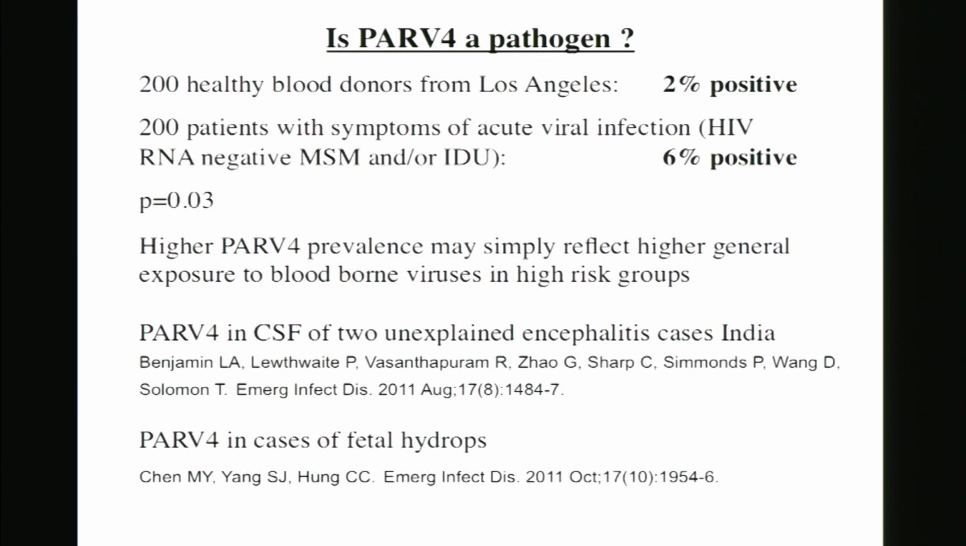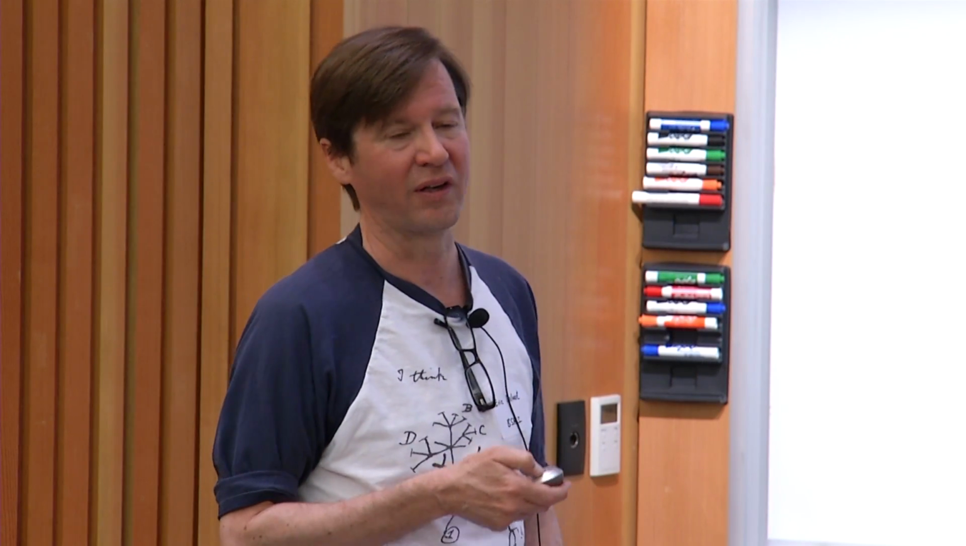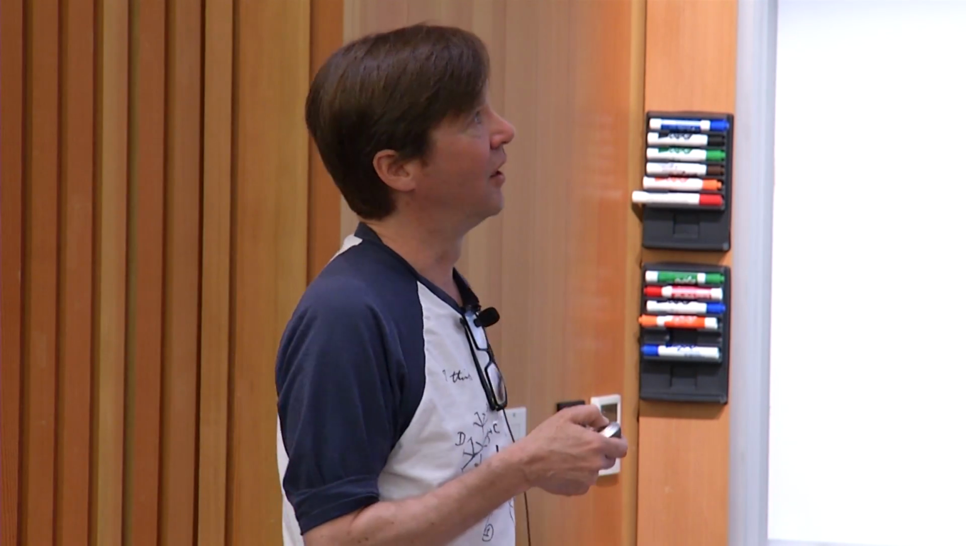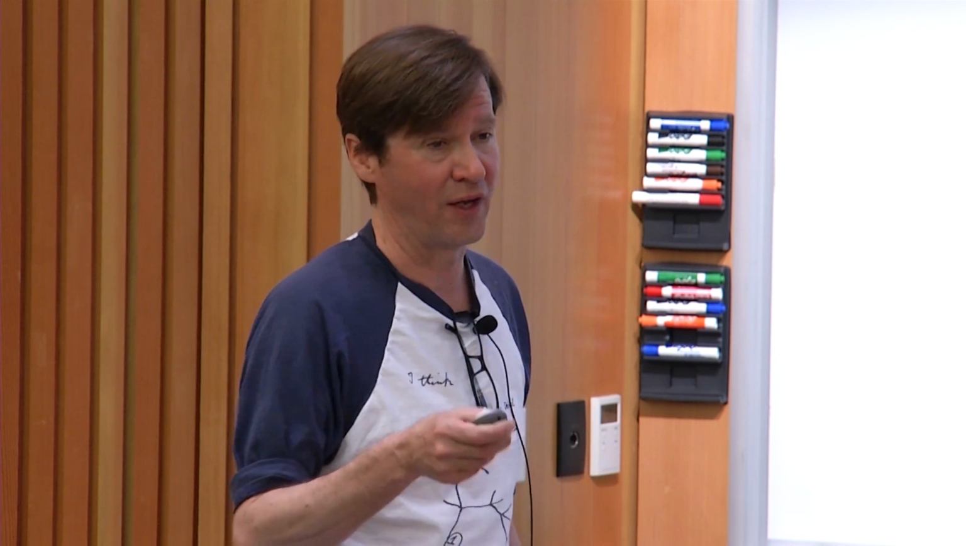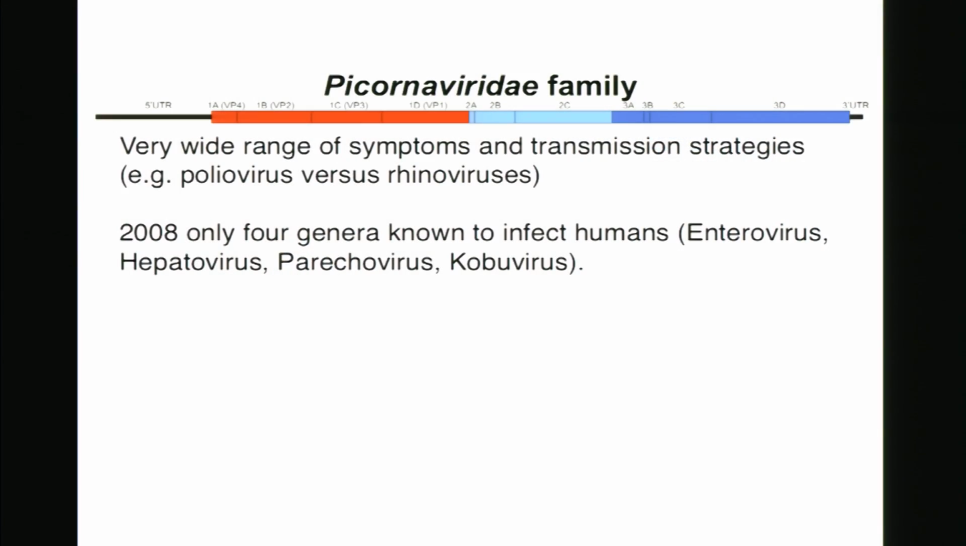Here we find it in plasma, in about 2% of blood donors from LA. When we looked at individuals with symptoms of acute HIV infection, we found a significantly greater fraction of them were positive. But because it's a chronic infection, it does not mean that the symptoms were caused by this parvo4. It may just reflect the higher exposure in general of this population. So we're still not clear whether this is a human pathogen or not, but it's certainly quite common, and it may have hitchhiked its way along with the HIV and the Hep C epidemic to become now quite prevalent throughout the world. Quickly, I'm going to go through some picornaviruses, of which polio is the prototype.